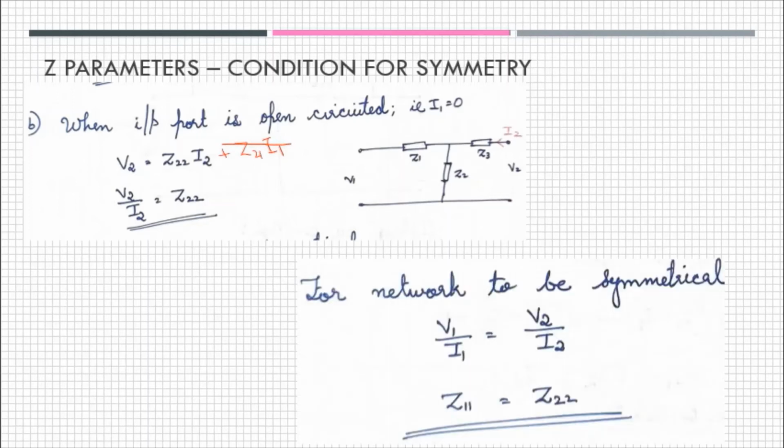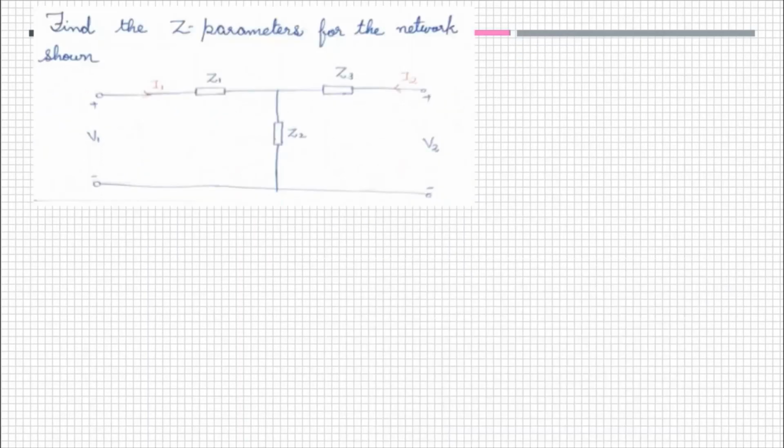Then for the circuit to be symmetrical, V1 by I1 when I2 equals 0 should be the same as V2 by I2 when I1 is 0. So we will get the condition Z11 equal to Z22. This is the condition for symmetry. For a network to be symmetrical, Z11 and Z22 should be the same. Now let's move to a problem.